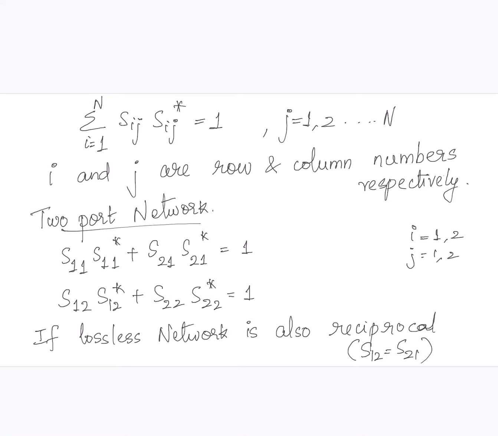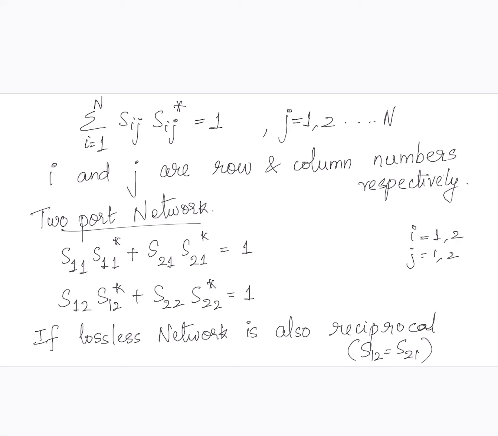In a general way, this can be written as the summation over i equal to 1 to n of Sij into Sij conjugate is equal to 1, for j equal to 1 to n. Here i and j are row and column numbers respectively. For a two-port network, i will be 1 to 2 and j will be 1 to 2.